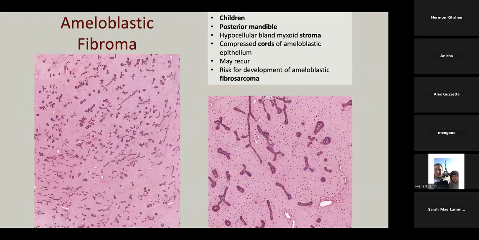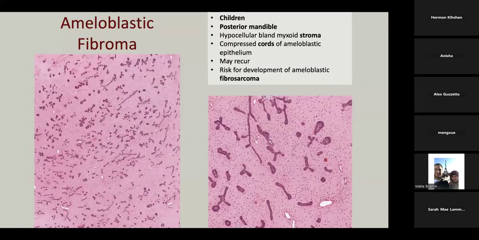Ameloblastic fibroma is clinicopathologically generally in the posterior mandible of kids. You have very compressed ameloblastic islands with very bland stroma. These are actually at risk of malignant transformation of the stromal compartment to ameloblastic fibrosarcoma, which looks like a high-grade spindle cell sarcoma with the background of these ameloblastic nests.